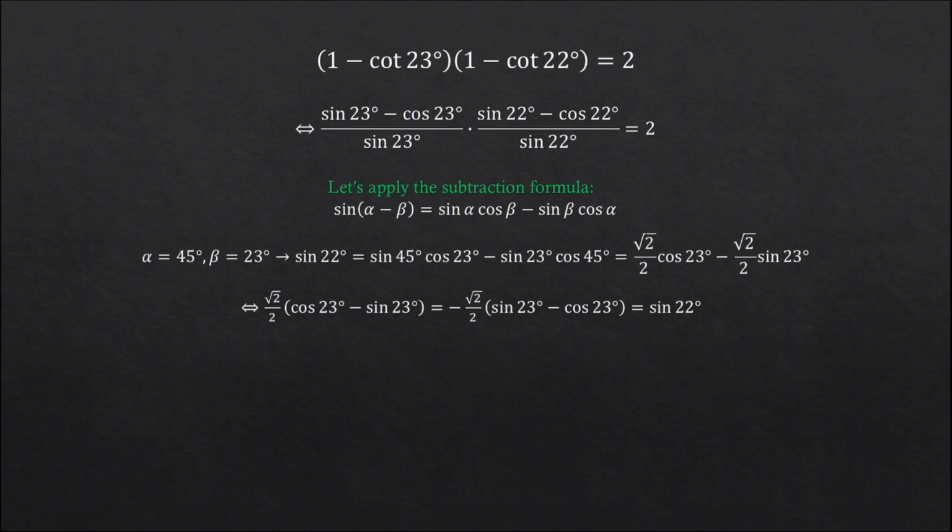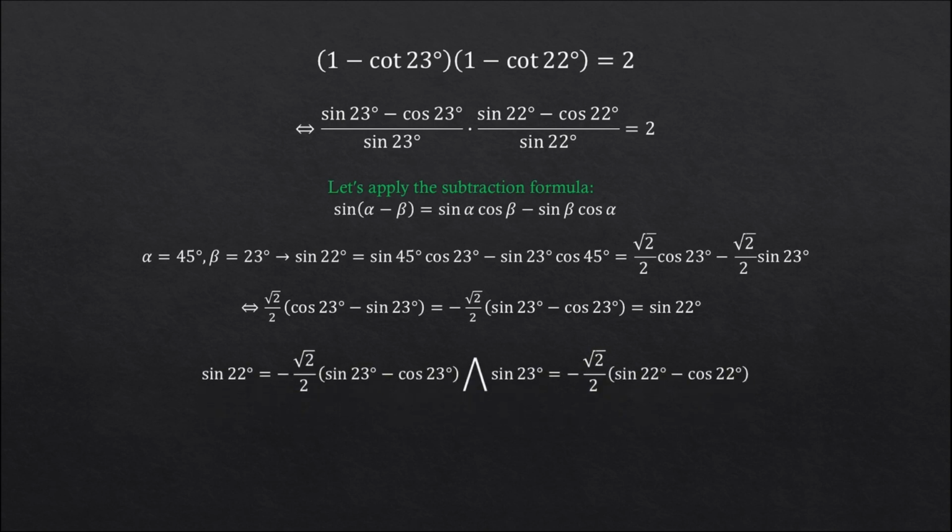This works also for 22 degrees, but if we continue, we can also factor out square root of 2 over 2. So the term is square root of 2 over 2 times parentheses cosine of 23 minus sine of 23. But in the expression we have over there, we have a sine minus cosine, so we just multiply with minus 1, and we get that sine of 22 is basically minus square root of 2 over 2 times parentheses sine of 23 minus cosine of 23.